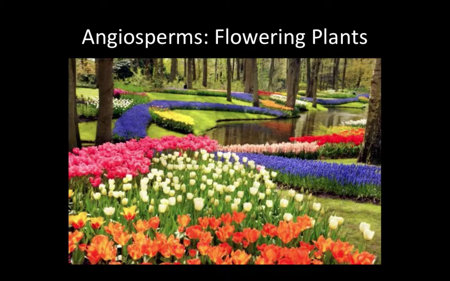And gymnosperms, on the other hand, just produce tons of pollen, and the pollen floats in the wind. That's how pines reproduce. They produce pollen, pollen floats in the wind, and the wind carries that pollen to a different female cone, and that cone then gets fertilized, and seeds are produced. But angiosperms have a very precise form of reproduction. They produce flowers, therefore they don't need wind pollination anymore.